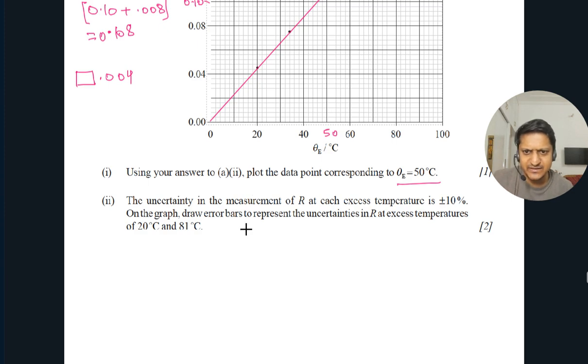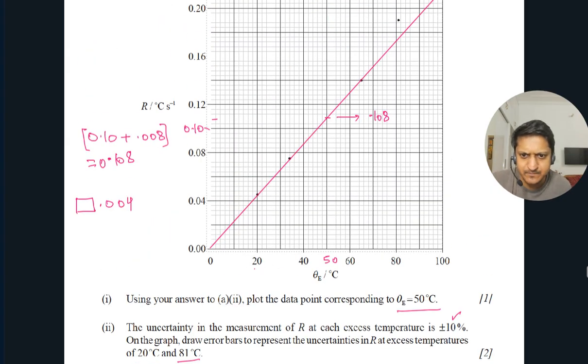Then the uncertainty in the measurement of R at each excess temperature is plus or minus 10%. On the graph, draw error bars to represent the error at temperature 20 and 81. So at 20, this point we need to calculate. How much will this point be? We can take another color to show this. Let's do it. This is just one box, so it would be 0.044, this point.